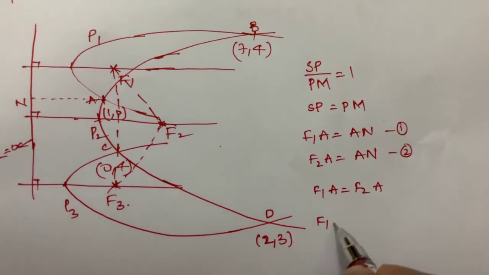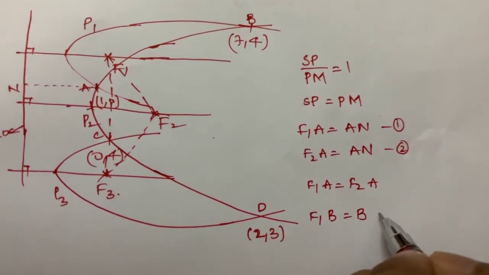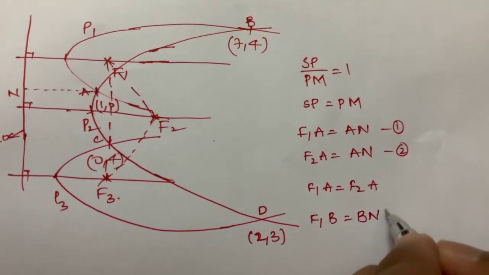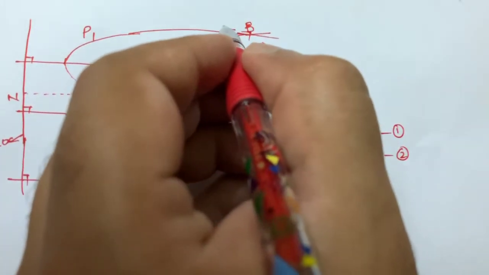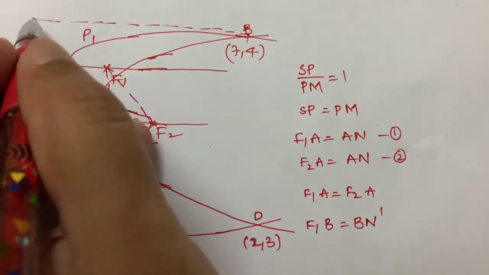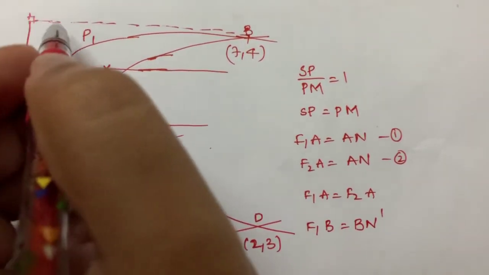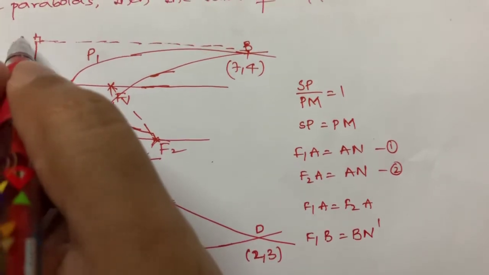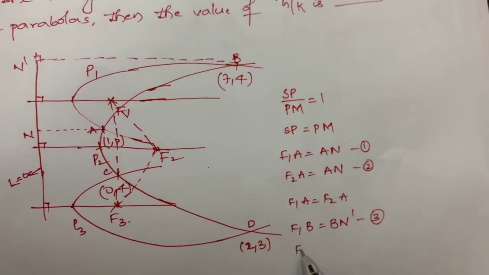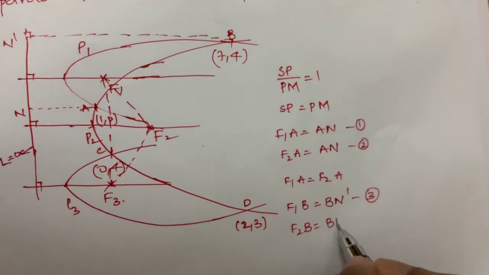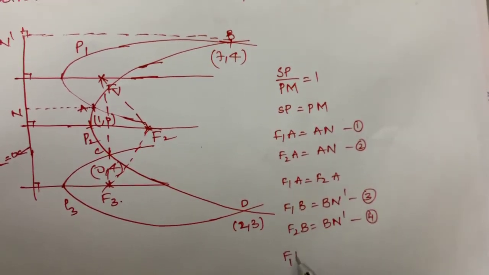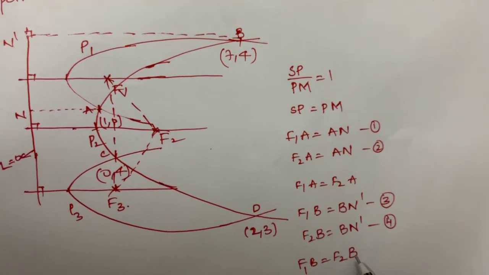Similarly for the point B, F1B is equal to B N dash, where we call that point N dash, after dropping a perpendicular onto the directrix. This is equation 3. Again F2B is equal to B N dash, and this is equation 4. So from 3 and 4 we can say that F1B is equal to F2B.